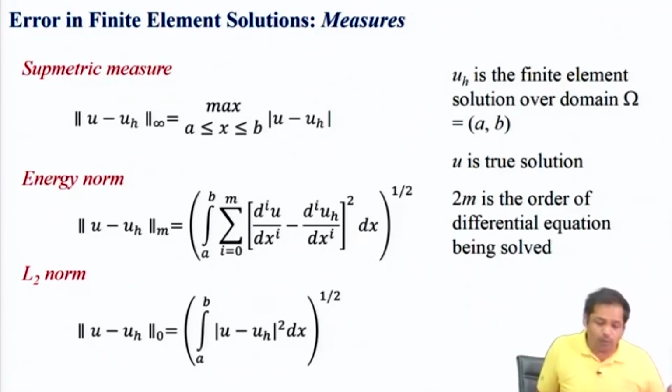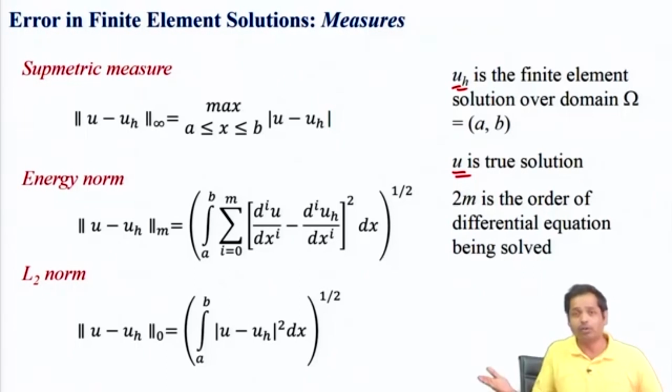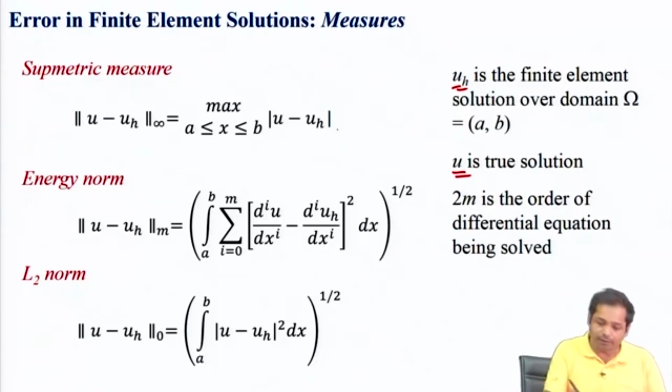There are different measures. One first measure is the maximum error. You have a solution, true solution, say u is the true solution, and uh is the finite element solution. So what is the maximum difference between u and uh over the domain? That is the error. Okay, that is one measure of error. This is another. Another measure is called energy norm.